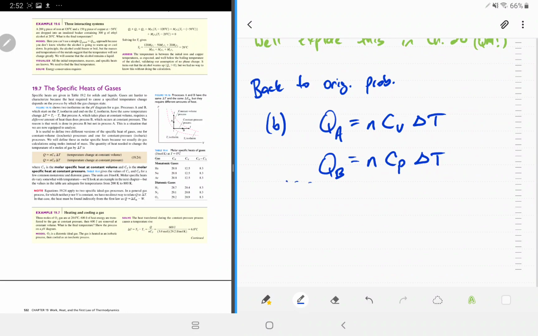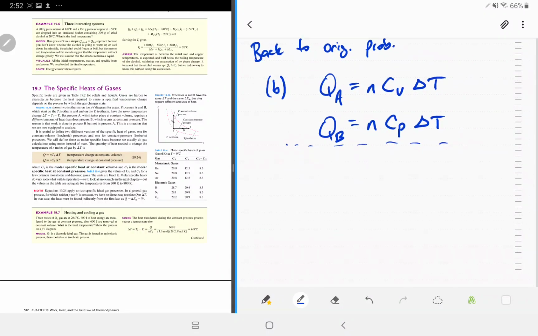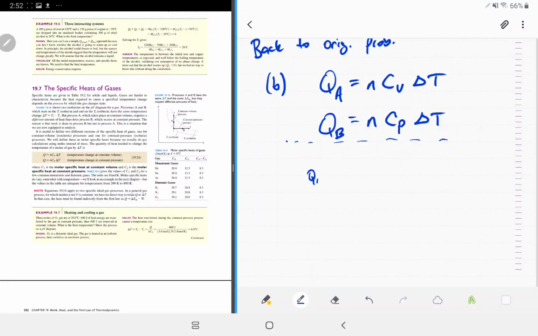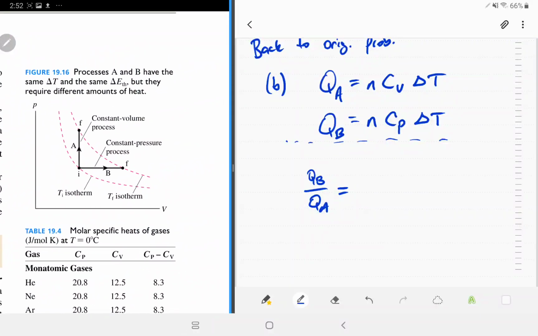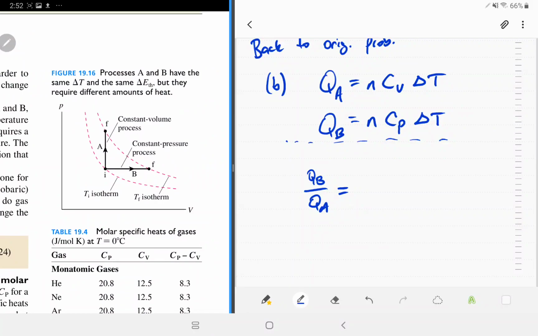Let's go ahead and divide these two equations. So let's do QB divided by QA. A lot of this stuff cancels, right? The N and the delta T's cancel. Remember, it's the same delta T because we're jumping from the same initial isotherm to the same final one. And we're talking about the same quantity of gas. So this ratio is going to be the ratio Cp over Cv.